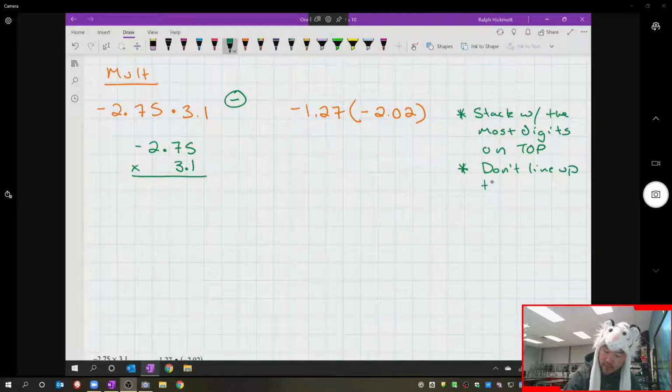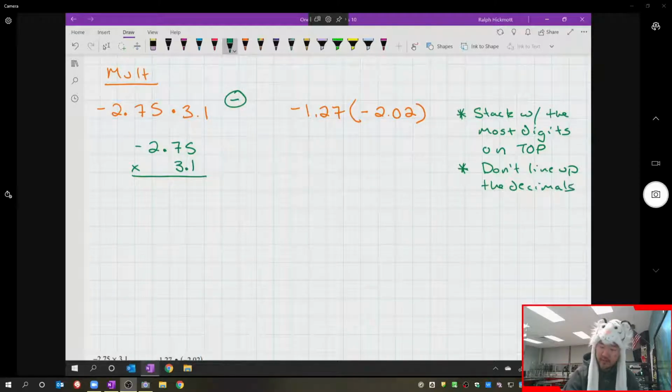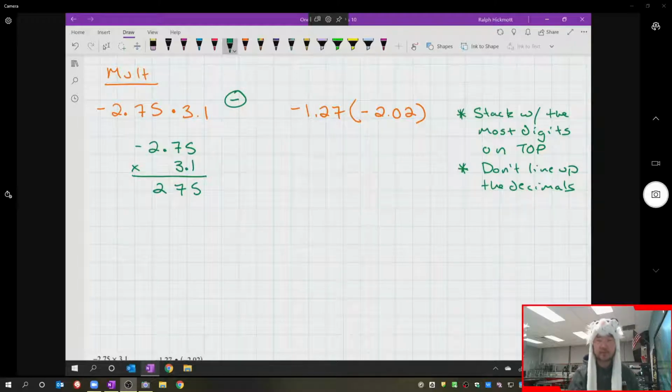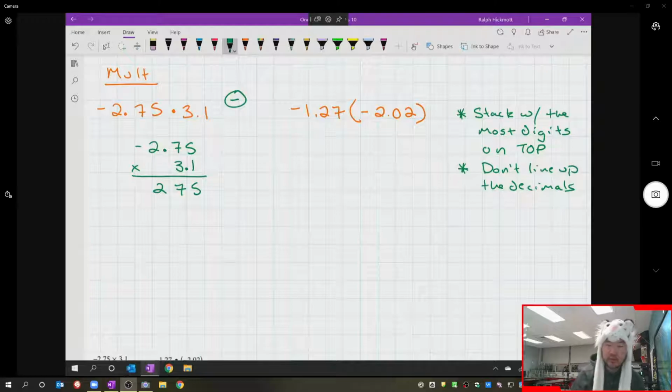So when we're doing these multiplications, we just stack them and do the straight multiplication. I'm going to do that fairly quick here. So 5 times 1 is 5, 7, 2. Notice all I'm doing is multiplying 5 times 1, 7 times 1, 2 times 1, and just moving across.